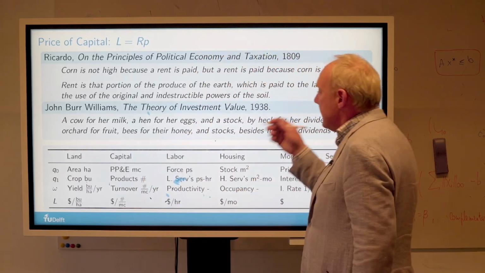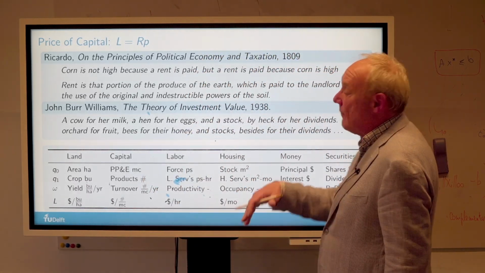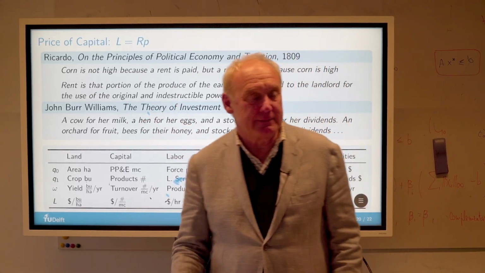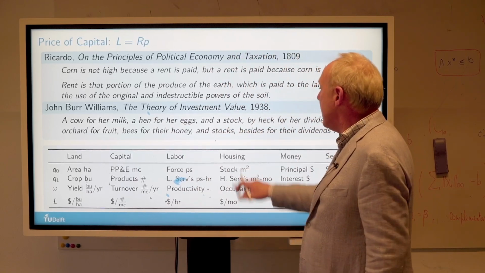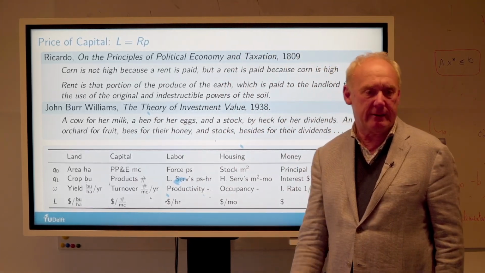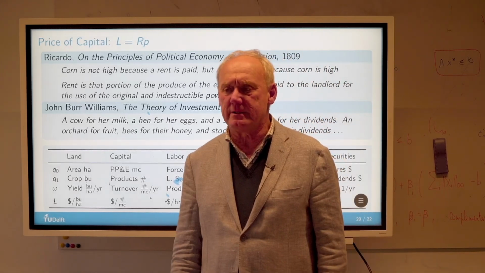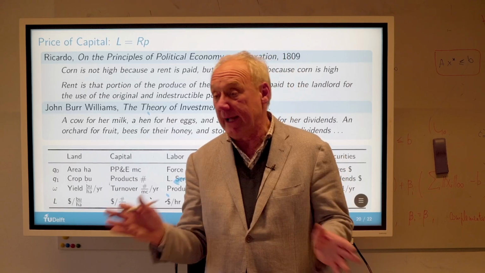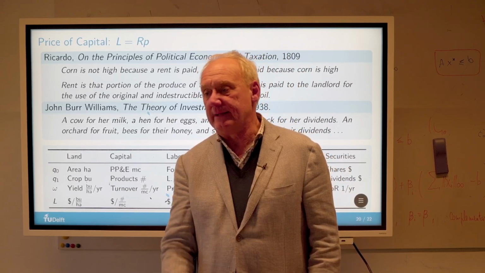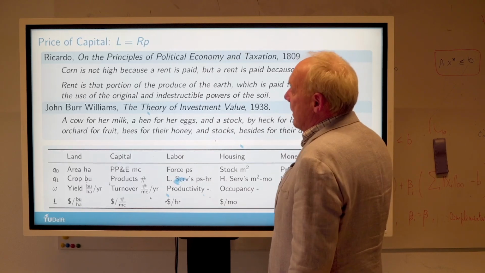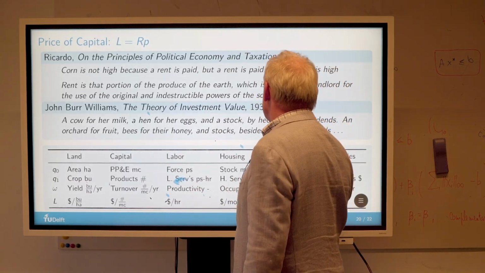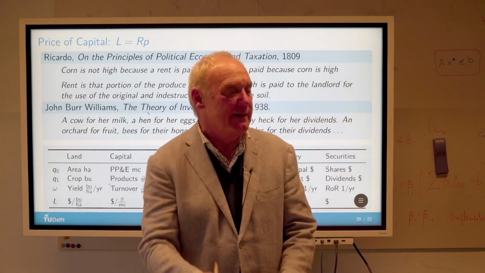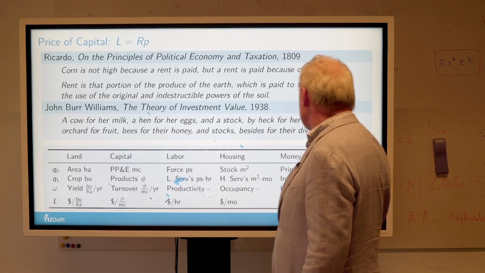And the way he said it, it's an old saying that he wrote in his book: a cow for her milk, a hen for her eggs. I call it a chicken. We looked at that example. And a stock by heck for its dividends. He says that's the only thing that matters. Just look at the earnings or the dividends, then you know how much the stock is worth. We all know that now, but they didn't then. And he goes on: an orchard for fruit, bees for their honey, and stocks besides for their dividends. So he uses a rhetorical device called repetition. You just hammer it in, and this was his whole thesis.